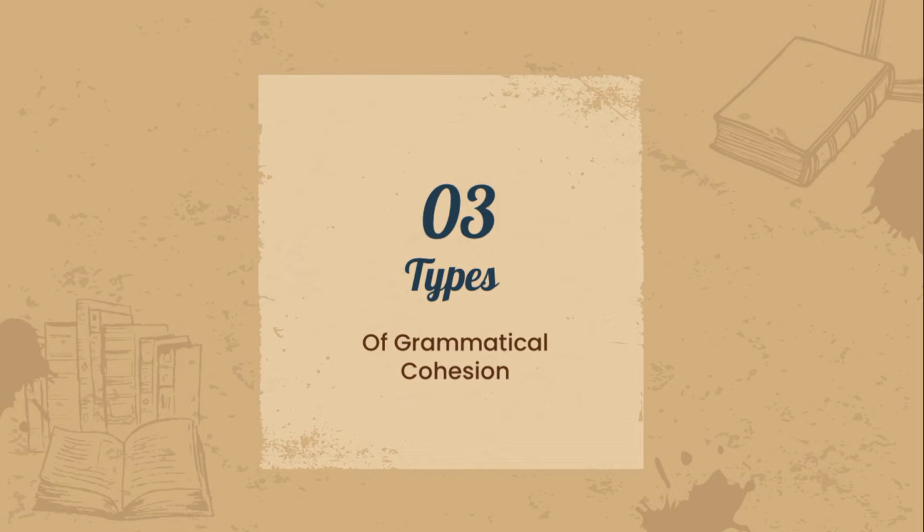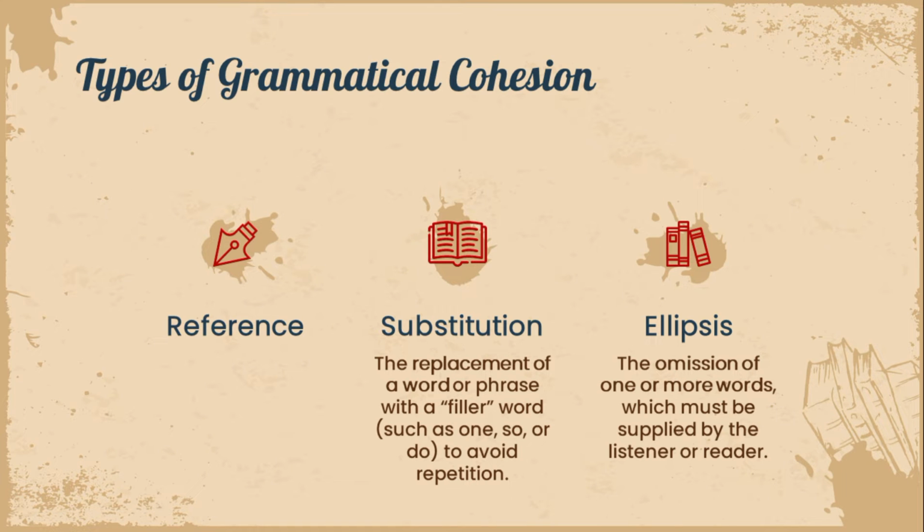Number 3 is types of grammatical cohesion. There are 3 types of grammatical cohesion. The first is reference. The second is substitution. Substitution is the replacement of a word or phrase with a filler word, such as want, so, or do, to avoid repetition. And the third is ellipsis. Ellipsis is the omission of one or more words which must be supplied by the listeners or a reader.